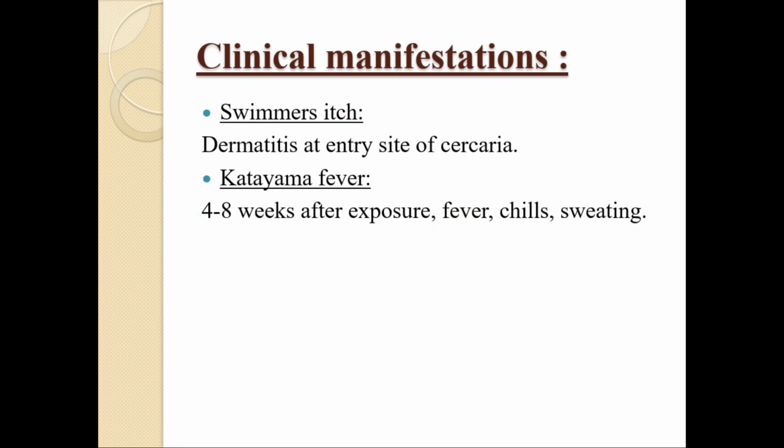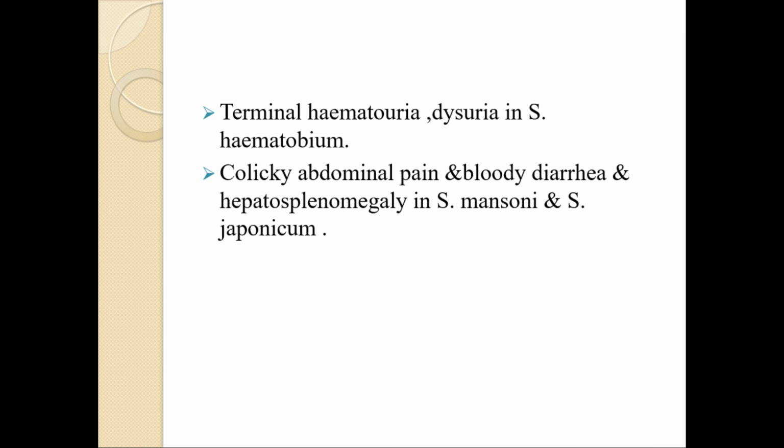Clinical manifestations. Patients with schistosomiasis may be asymptomatic, but the patient might have swimmer's itch, which is dermatitis, at the site of entry of cercariae. Katayama fever, which is a serum sickness-like disease, 4 to 8 weeks after exposure, characterized by fever, chills, and sweating. Terminal hematuria and dysuria in case of Schistosoma haematobium; colicky abdominal pain, bloody diarrhea, and hepatosplenomegaly in case of Schistosoma mansoni and Schistosoma japonicum.